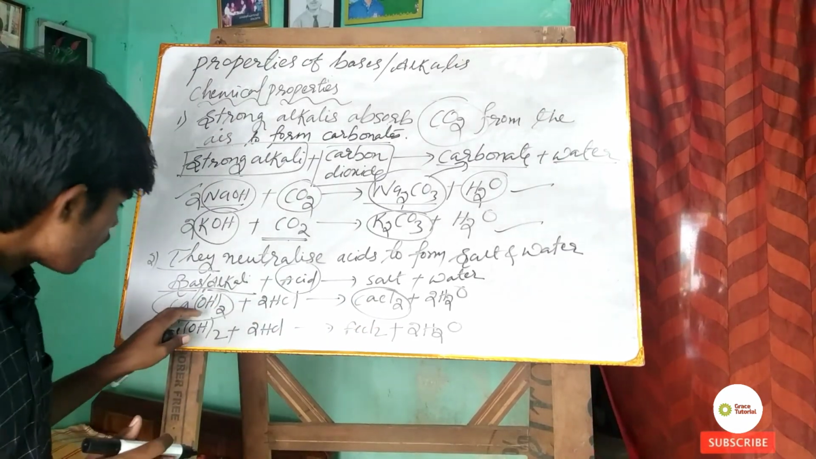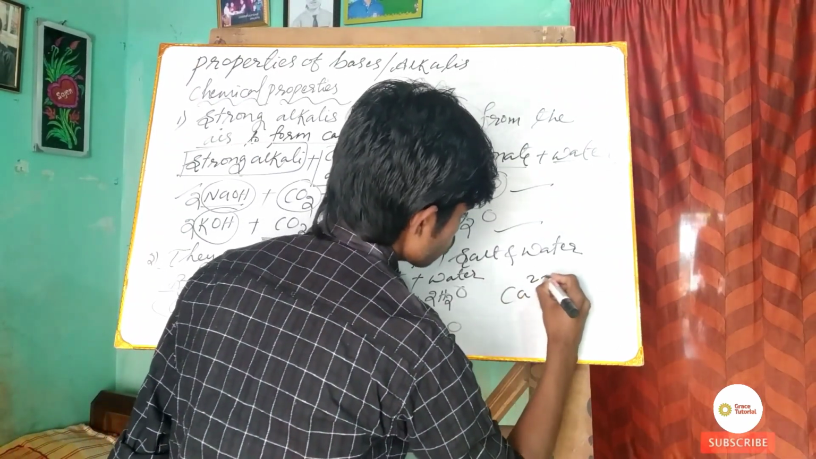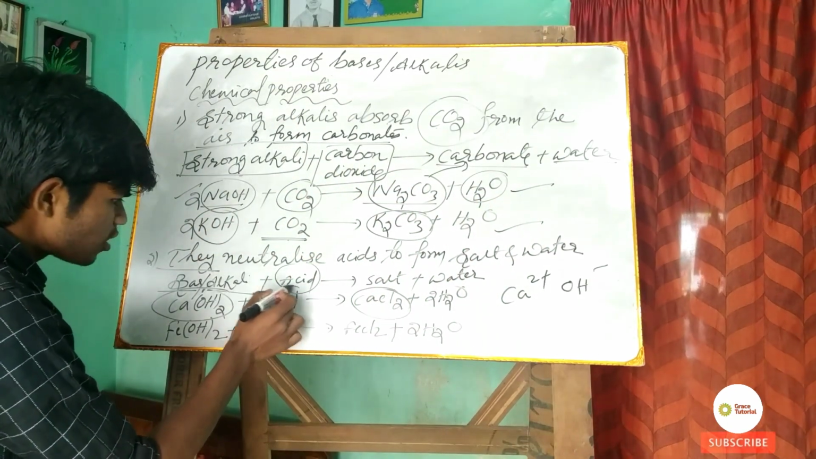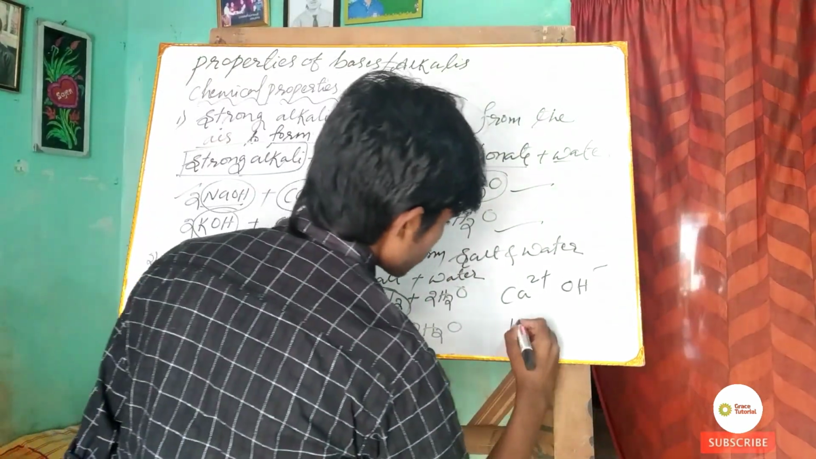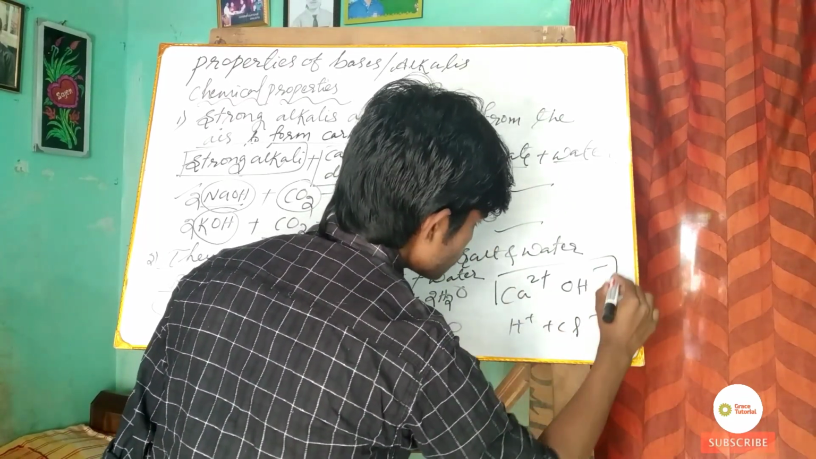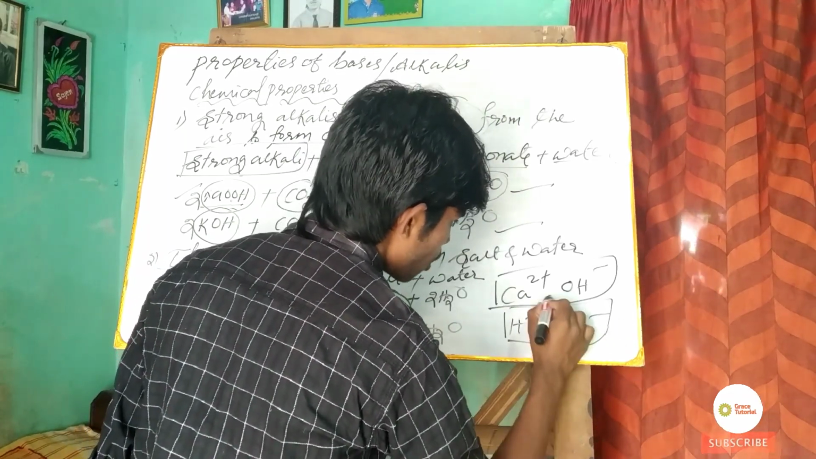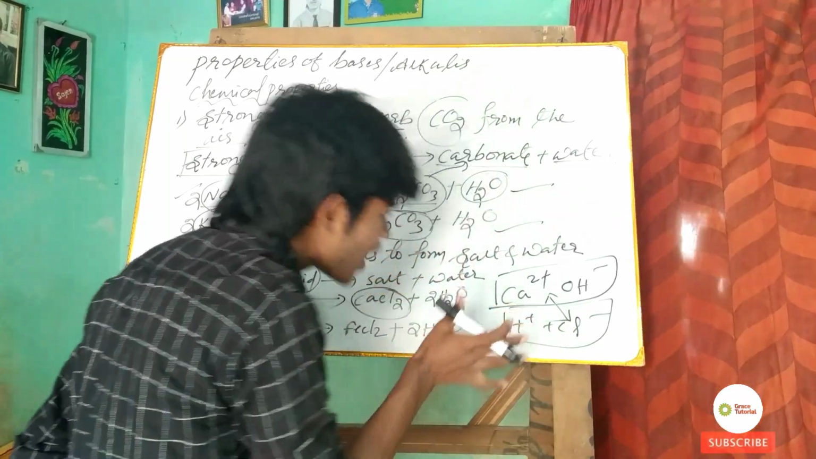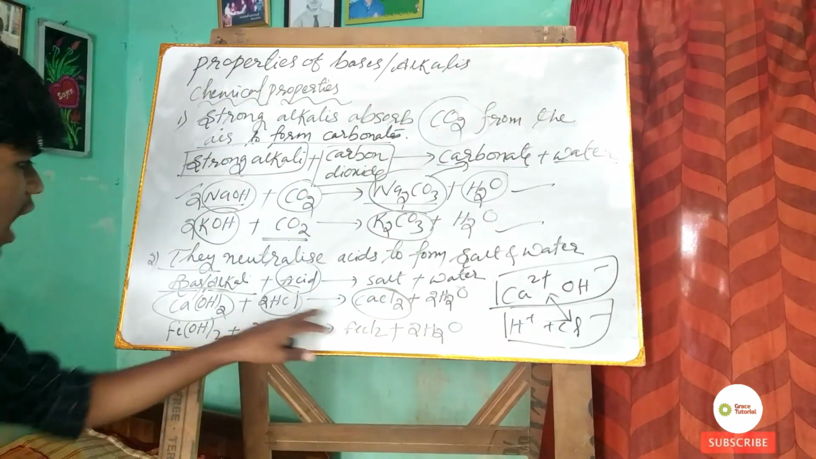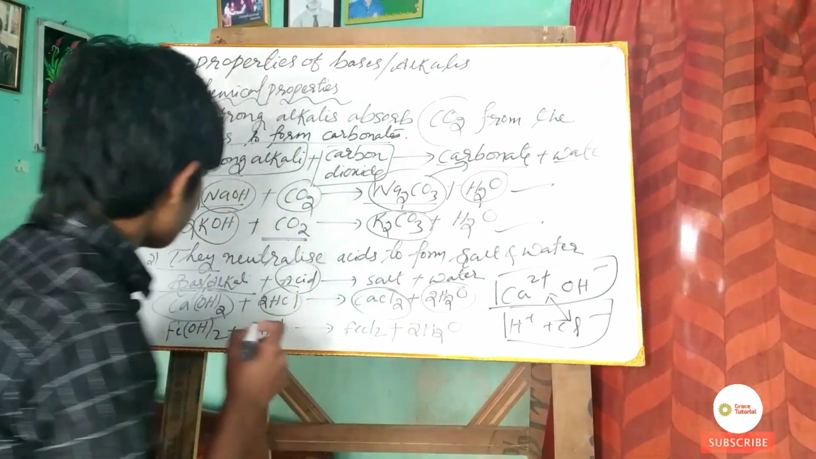Let's have a look. If you dissociate this calcium hydroxide, you will get Ca2+ and OH-. Similarly, if you dissociate this hydrochloric acid, you will get H+ and Cl-. So the positively charged part of this compound will react with the negatively charged part of this compound. There will be a reaction between the Ca2+ and Cl-. In this way, the calcium chloride is obtained and the water molecule remains.